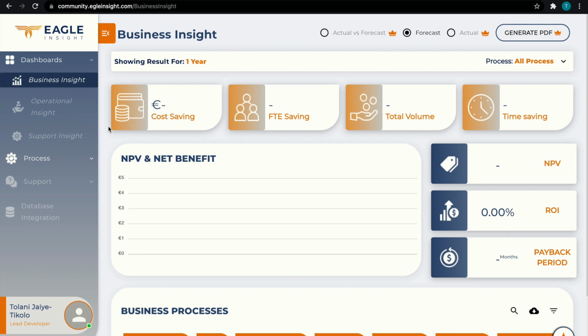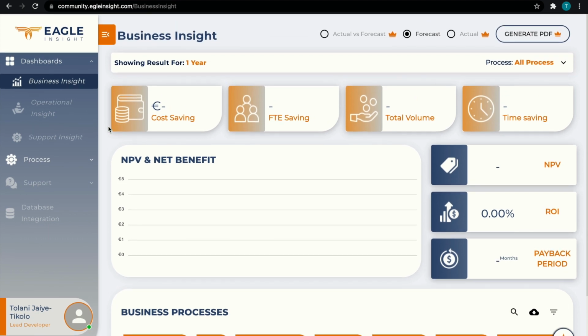Both the operational insight and the support insight are premium versions. They require you to have a premium license. For the free version, we get the business insight. For managers and people that manage the book of work, you'll be quite familiar with all of this, because these are things that this company has transposed from Excel into a graphical, kind of automated way.